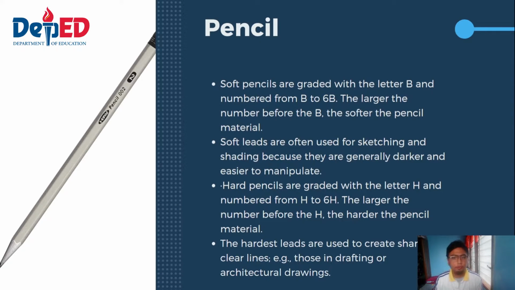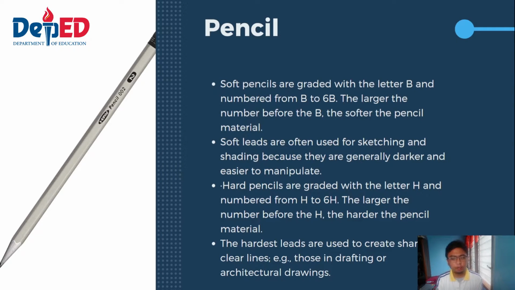characteristics. For example, soft pencils are graded with the letter B and numbered from B to 6B. The larger the number before the B, the softer the pencil material. So when are we using soft pencils? Soft leads are used for sketching and shading because they are generally darker and easier to manipulate, while hard pencils are graded with the letter H and numbered from H to 6H.